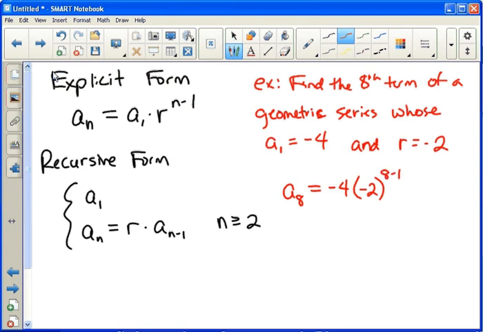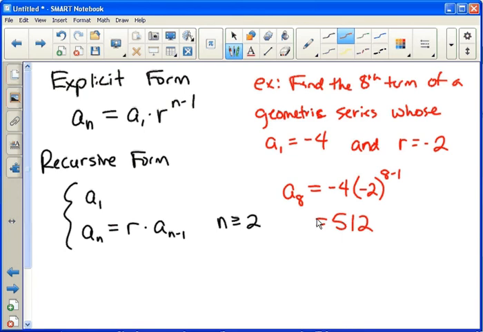Okay, so you can plug that in your calculator. -4 times -2 raised to the 8 minus 1, and you get 512. So that's all there is to it. As long as you know your first term and your common ratio, then it's very simple to just convert to the explicit form and go from there.